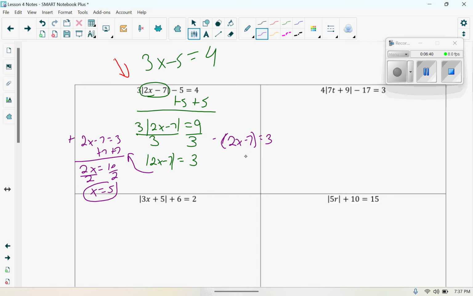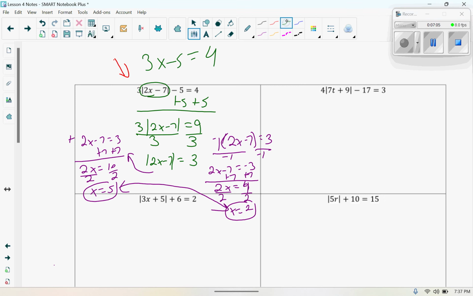When I come over here and divide that negative out, I get 2x minus 7 is equal to -3. And when I add that 7 over, I get 4. And when I divide by 2, I get x is equal to 2. So again, notice I have the 2 answers. This is a big deal.